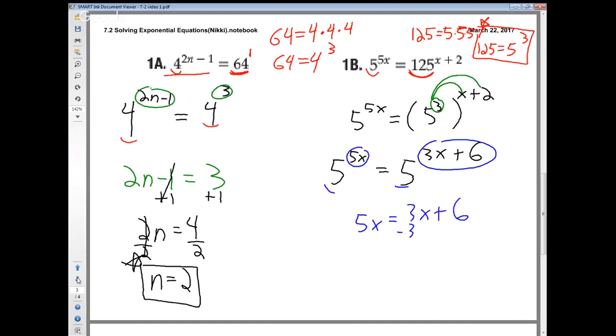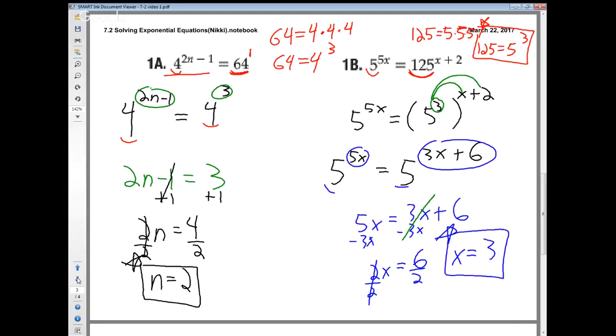Now just subtract the 3x from both sides. Or if you subtracted the 5x from both sides, that is also correct. You'll still get the same answer. But for this example, I just subtracted the 3x. So then 5x minus 3x is 2x. And over here, we still have 6. Then just divide by 2 to get the x alone. And 6 divided by 2 gives us x is equal to 3.